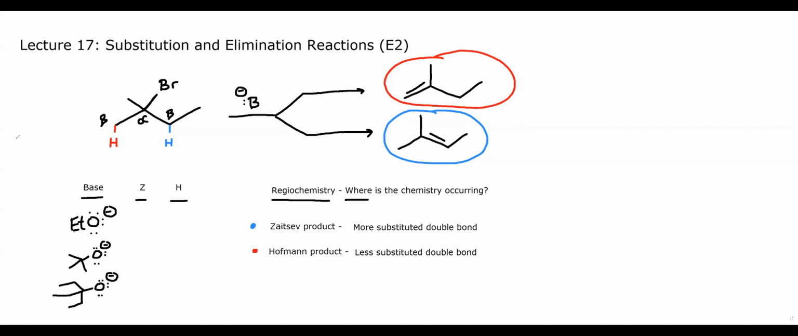I have started this little chart here, and let's fill this out. If we were to use a small base like ethoxide, EtO minus, an ethyl group with O minus, we would end up getting about 71% of the Zaitsev product and about 29% of the Hofmann product. If we increase the steric bulk of the base, we would end up with about 28% Zaitsev and about 72% Hofmann. And if we increase the steric bulk even more, then we increase the discrepancy and we go to about a 92% Hofmann and 8% Zaitsev.